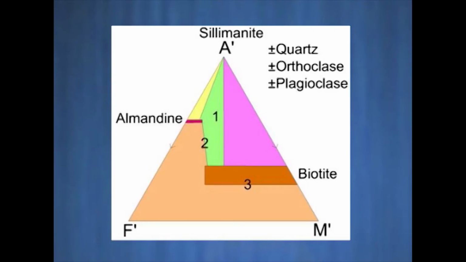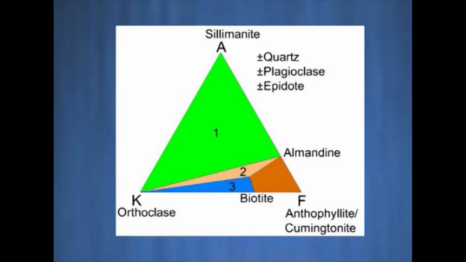The fourth assemblage is sillimanite, biotite, orthoclase, plagioclase, quartz, known as sillimanite biotite gneiss. Fifth assemblage is biotite plus or minus orthoclase plus or minus plagioclase plus or minus quartz, also known as biotite gneiss.